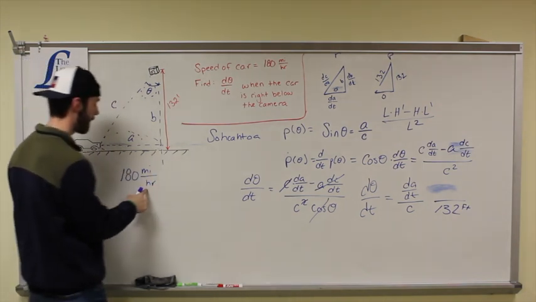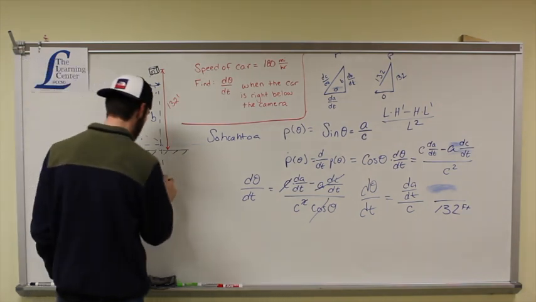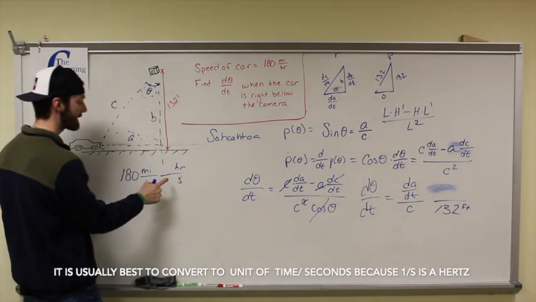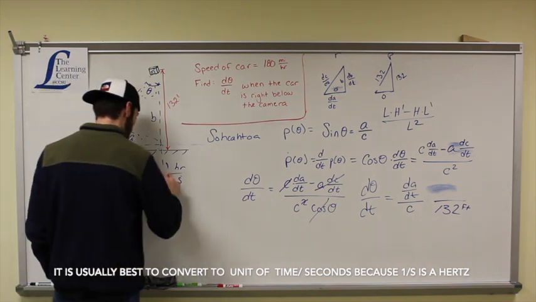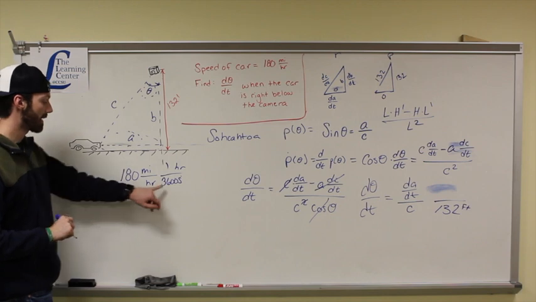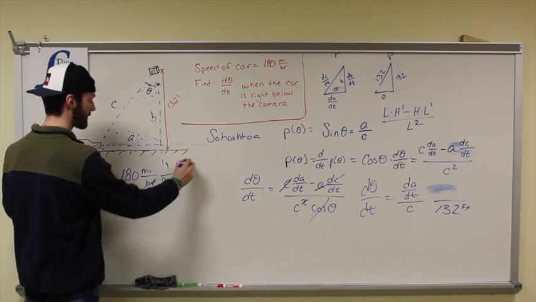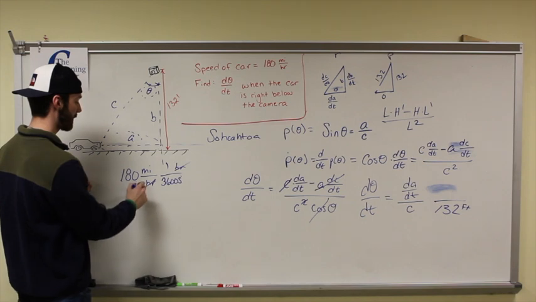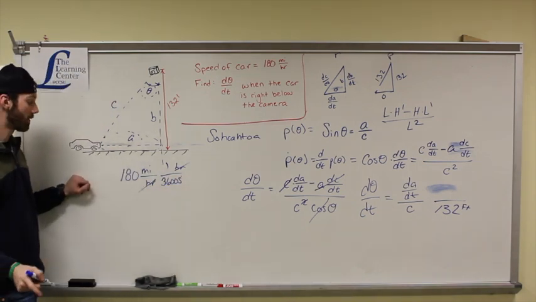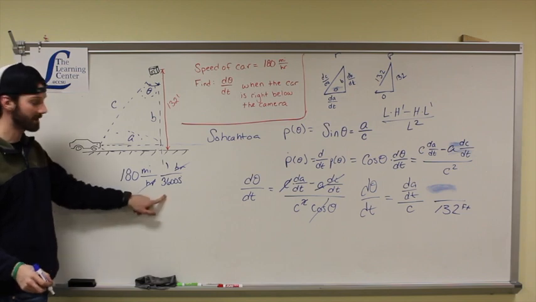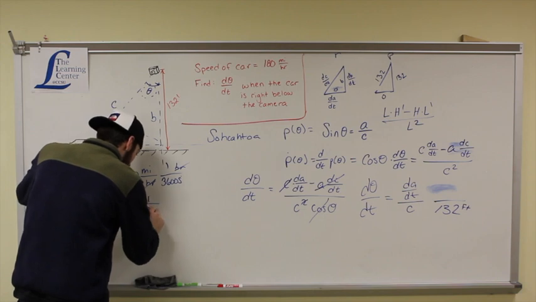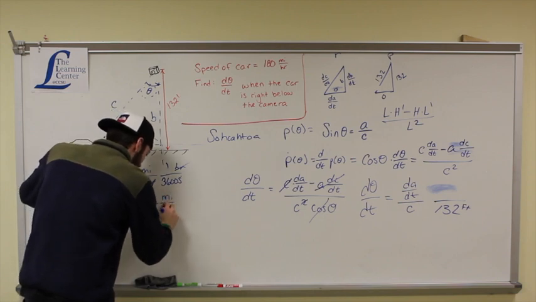and to convert from hours to seconds, we have to ask how many seconds are in 1 hour? And that's 3,600. So we have to do 180 divided by 3,600, and we see that hours are going to cancel, and all we're going to be left with is miles per second. So, does anyone know what 180 divided by 3,600 is? 1 over 20. So we get 1 over 20 miles per second.